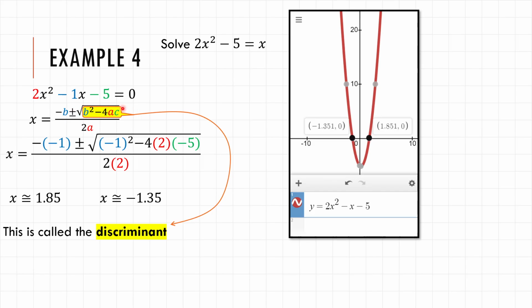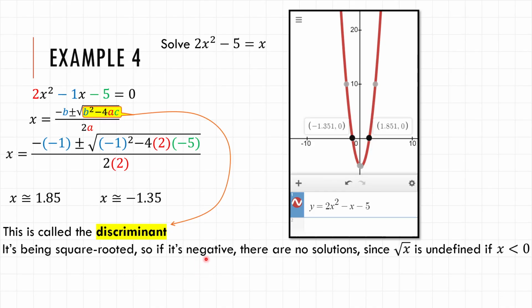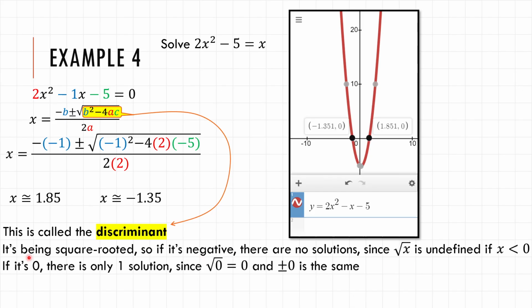Because not every number has a square root. Negative numbers have no square roots at all. The square root of x is not defined if x is less than 0. It creates something called a complex or imaginary number, and that's really outside of the scope of what we're studying right now. However, the number 0 does have a square root, but it only has 1. The square root of 0 is 0. Positive or negative 0 means the same thing.